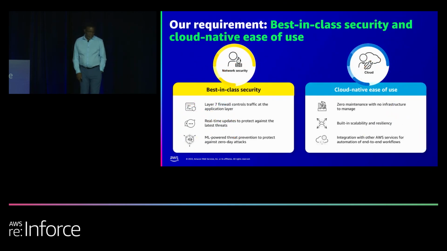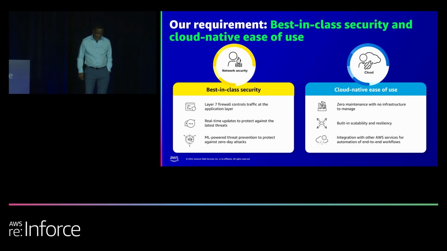And so that takes us into our requirements. We need best-in-class security and a cloud-native ease of use. These are really self-explanatory, but the layer 7 firewall controls, the real-time updates, the ML-powered threat prevention to protect against zero-day. I need a firewall to get smart. I need that firewall to take over some of the responsibilities that my team now has, to reduce the amount of workload that's on them throughout the day.